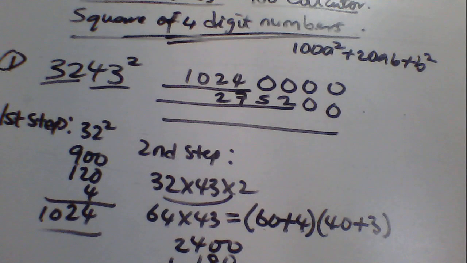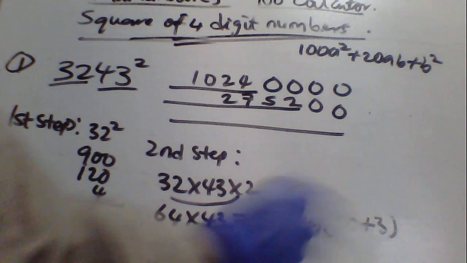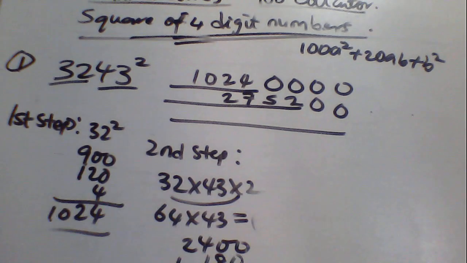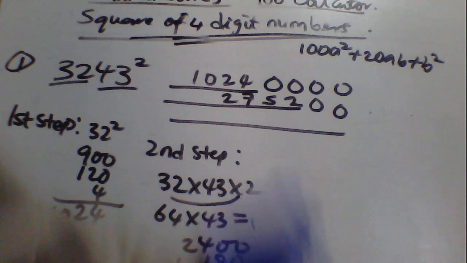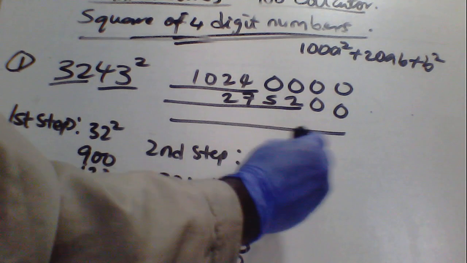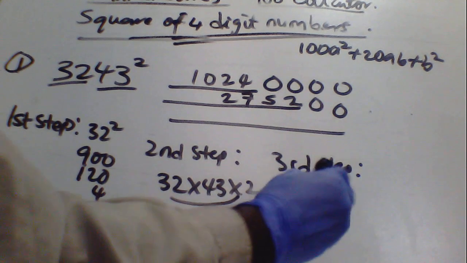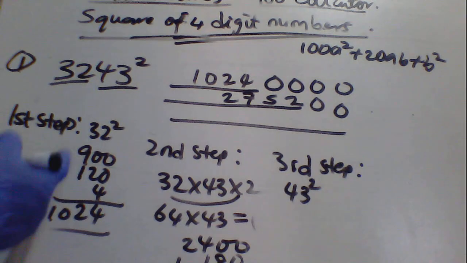The next thing you have to do is step 3. Step 3 is to square this last number. Third step, 43 squared, is the same method here.